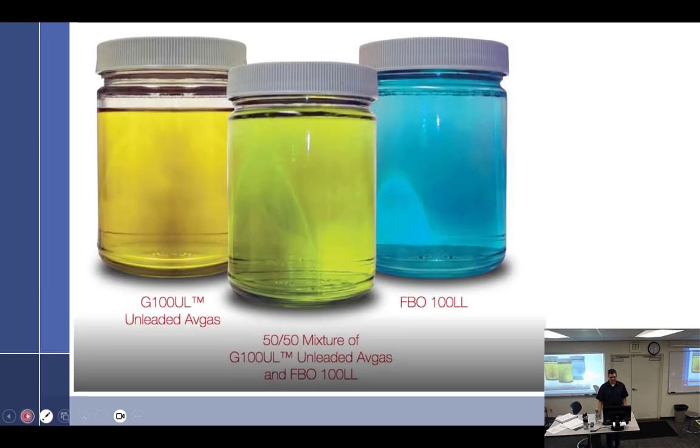The pool at the Hearst Castle, right? There we go. So this is the great example. Let me see, 50-50 mixture of G100 UL. There's your 100 low lead. There's your G100 UL. There's like a mixture of the two.